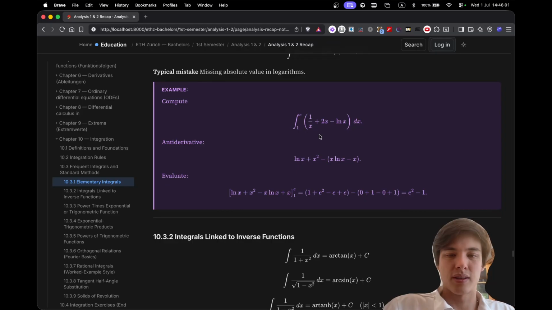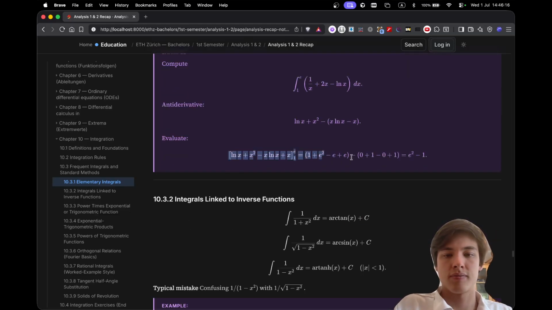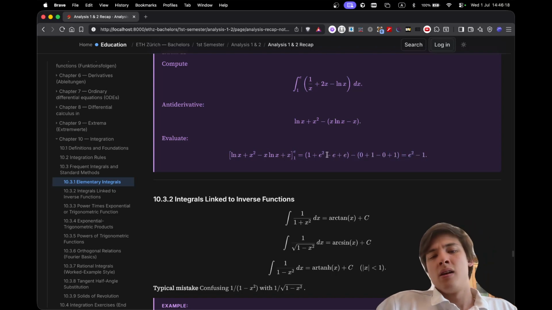Yeah, let's do an example. This is ln x squared minus ln of the absolute value of x minus x. Yeah, and as it's positive, it's okay.